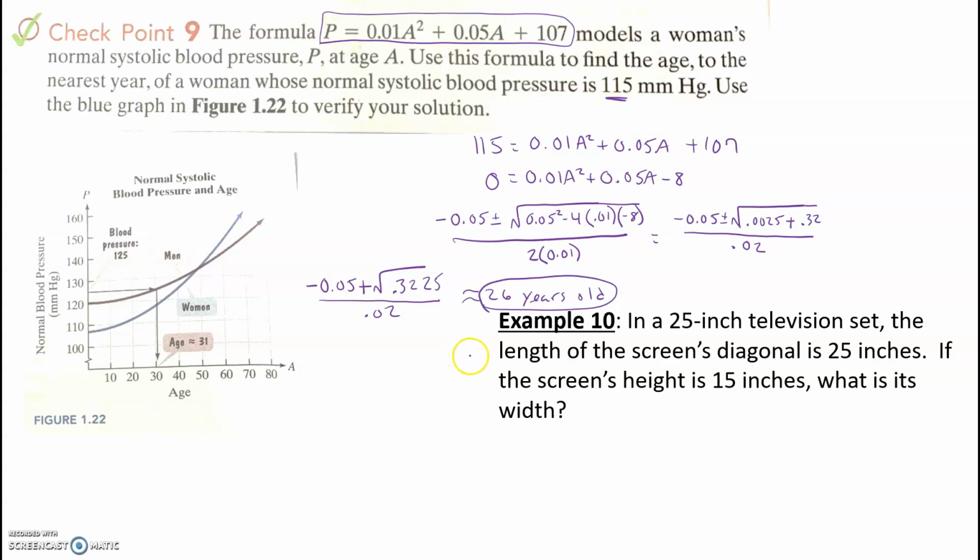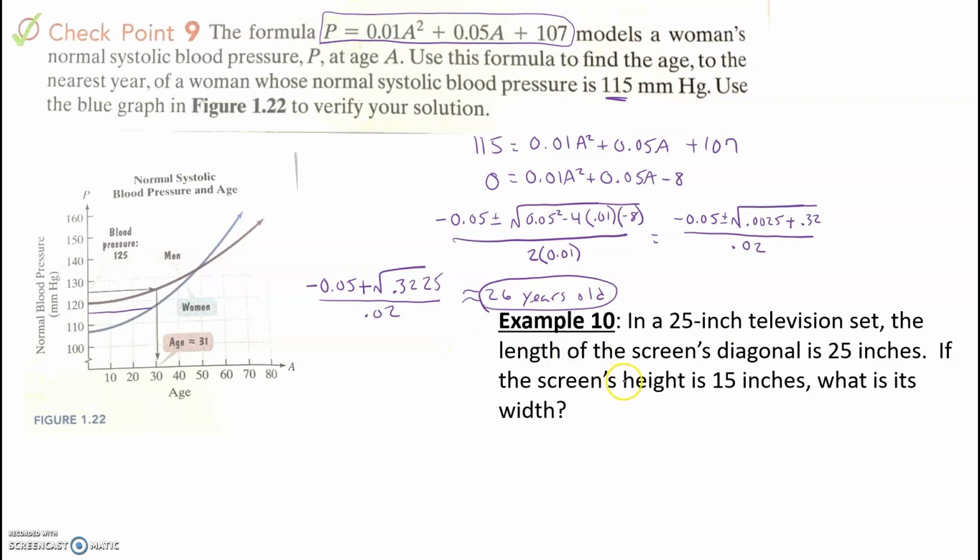So they want you to check, verify your solution in the graph. So we want to know 115. 115 is about here-ish. And women are the blue graph. So we're a little bit before age 30. And so 26 years old, that's probably about a good estimate.